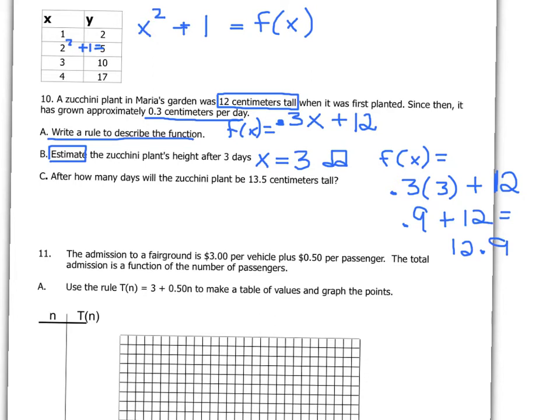All right, so now they want to know how many days will the zucchini plant be 13.5 centimeters tall? Well, the number of days is unknown. So we have 0.3x plus the 12. They said the total will be 13.5. So now we have a two-step equation, and now you're going to solve your two-step equation for C and then push play.